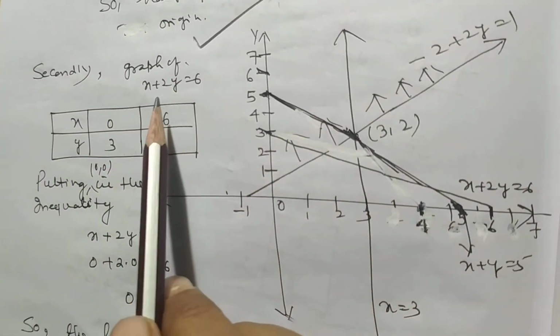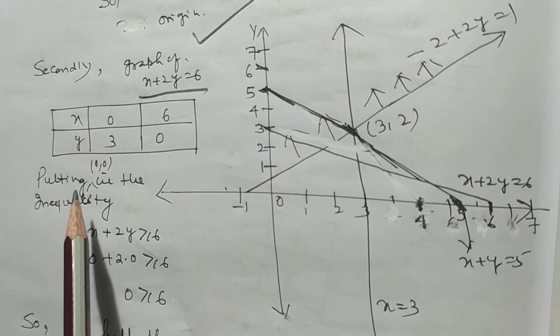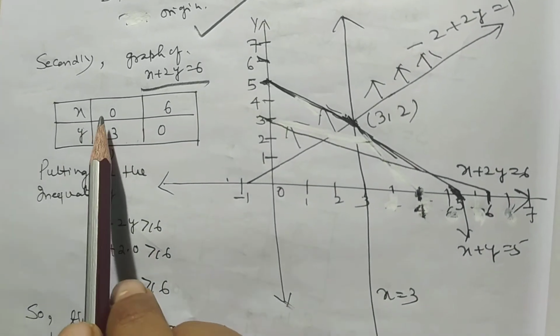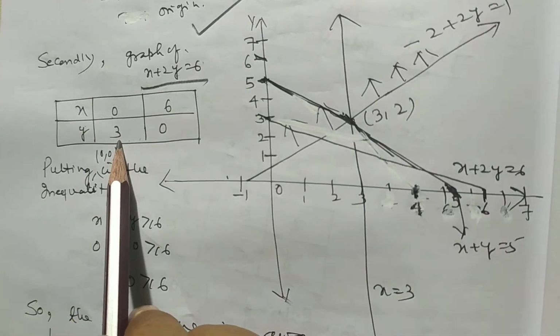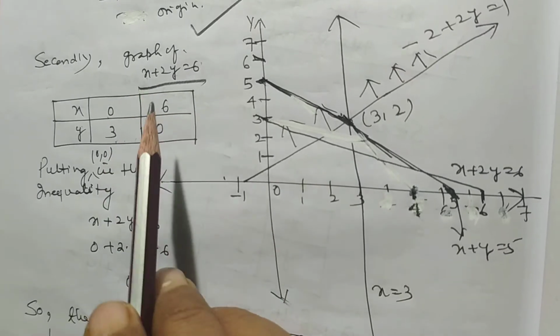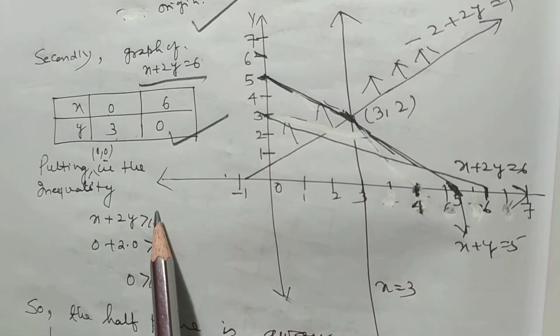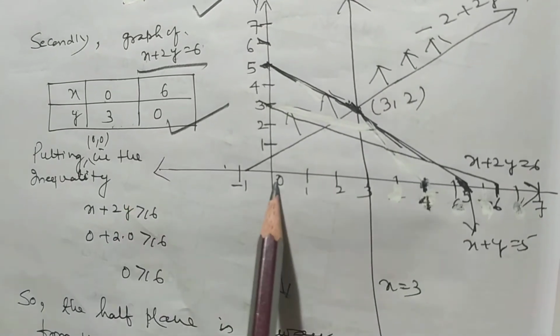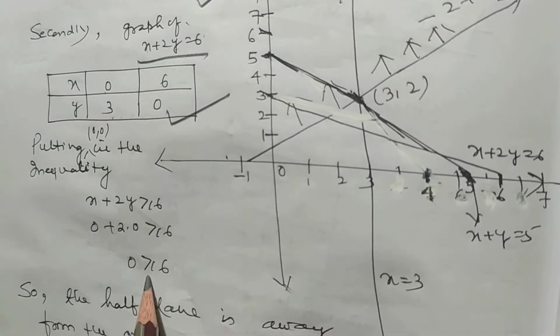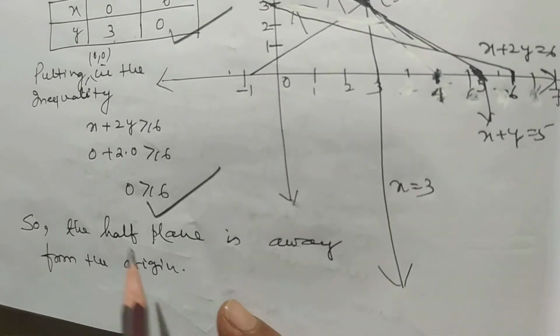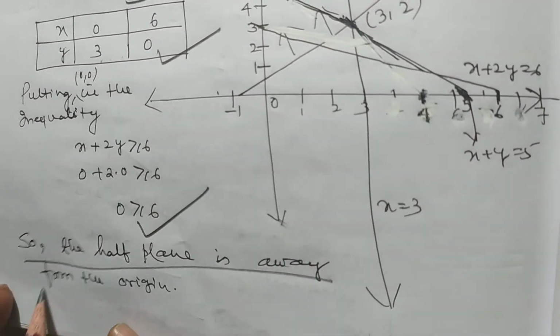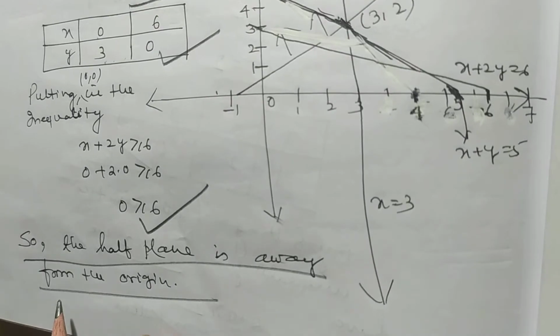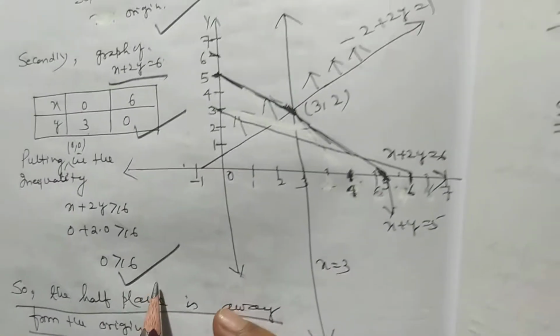Secondly, graph of x plus 2y is equal to 6. Now we put x is equal to 0, so y is equal to 3. X is equal to 6, so y is equal to 0. Now we put the coordinates of the origin, then 0 greater than equal to 6, which is false. So the half plane is away from the origin.